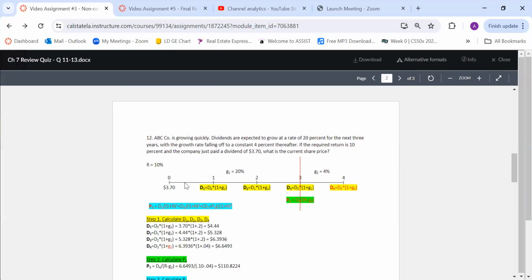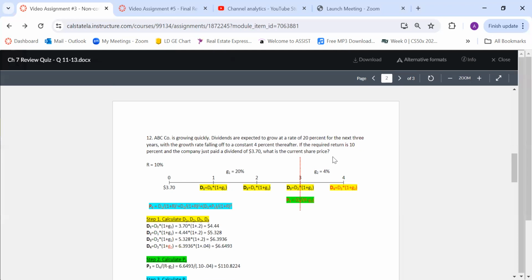Moving on to number 12. ABC Co. is growing quickly. Dividends are expected to grow at a rate of 20% for the next 3 years, with the growth rate falling off to a constant 4% thereafter. If the required return is 10% and the company just paid a dividend of $3.70, what is the current share price? So again, we're trying to calculate the price at time 0.